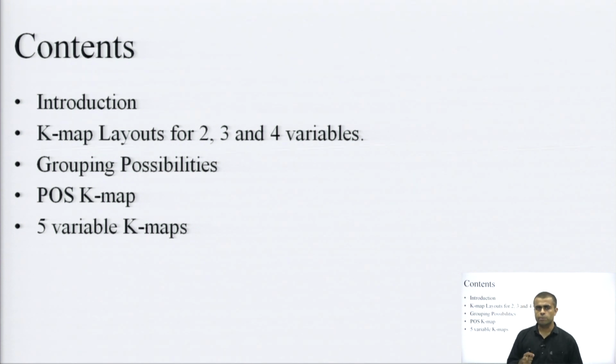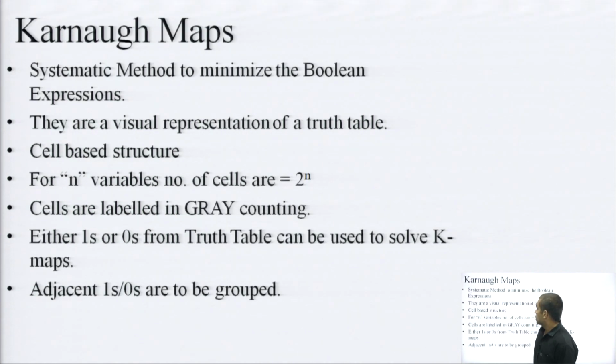5 variable K maps are a bit complex, but if we are able to understand the 2, 3 and 4 variable possibilities, we can then at the end proceed towards the 5 variable K maps. So this is the basic introduction of Carnot maps.